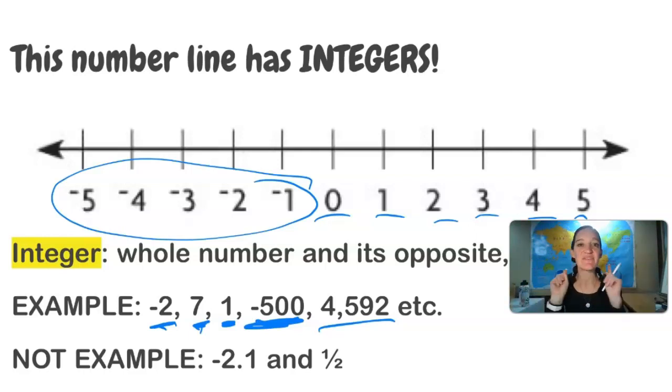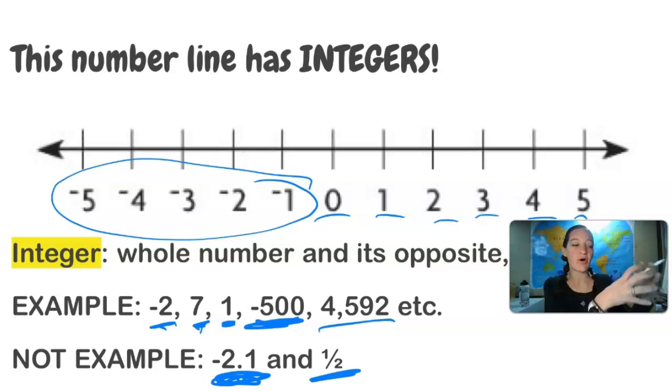Those are integers. Let me give you an example of what is not an integer. Anything that has a fraction or a decimal, positive or negative, is not an integer. We'll get to that in a couple days, what exactly they are. So -2.1, not an integer. 1/2, not an integer. So only beautiful whole numbers and their opposite twins.